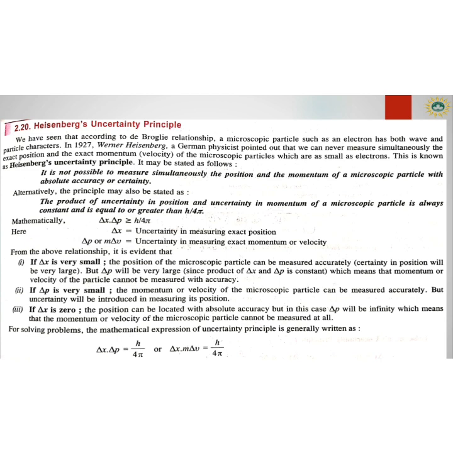So you already know from de Broglie's equation that any microscopic particle has both wave and particle nature. Now Heisenberg, the German physicist, pointed out that it is not possible to measure simultaneously the position and momentum of a microscopic particle with absolute accuracy and certainty.